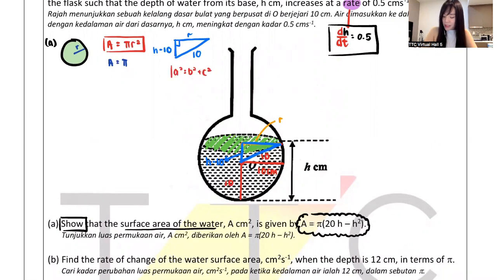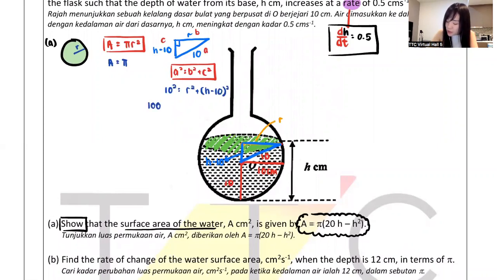How do we do Pythagoras theorem? Pythagoras theorem is the longest side squared is always equal to the short one squared plus the other short one squared. Let me show you guys the working. The 10 squared is equal to R squared plus (H minus 10) squared. Saw it, my dear? Now what do you want to find? You want to find the R. How do we find the R?